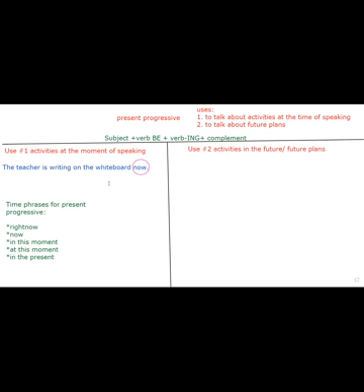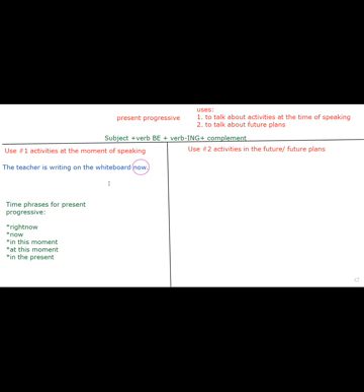Teacher, question. Esas partes que están abajo, también for present progressive, son las terminaciones que van a llevar como las oraciones, ¿verdad? Yes. So I can say, the teacher is writing on the whiteboard at this moment. The teacher is writing on the whiteboard in the present. The teacher is writing on the whiteboard right now. Okay? Very good.